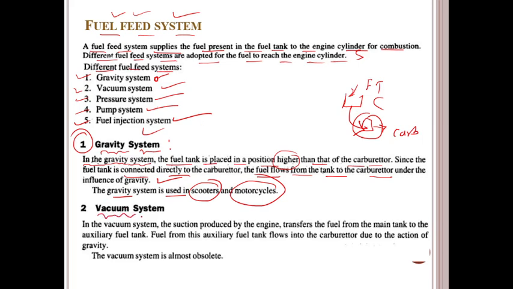Now the second system is the vacuum system. In the vacuum system, suction is produced by the engine. This suction inside the engine transfers the fuel from the main tank to the auxiliary fuel tank, and from this auxiliary fuel tank the fuel flows into the carburetor due to the action of gravity. The vacuum system is almost obsolete now. Nowadays we cannot use this vacuum system. It is a very difficult system.